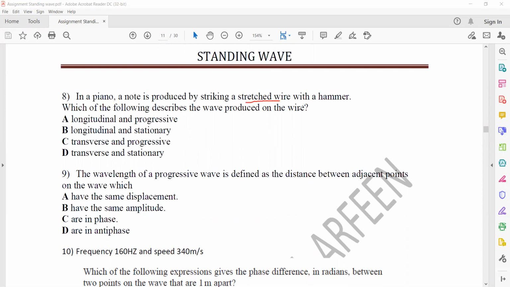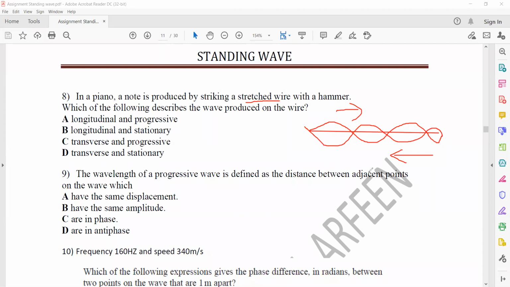So, which of the following describes the wave produced on the wire? How can we identify the wave produced? Because if it is a string, and when the hammer strikes this string, the string will vibrate to and fro, and it will produce waves which will travel in opposite directions, giving rise to a standing wave.